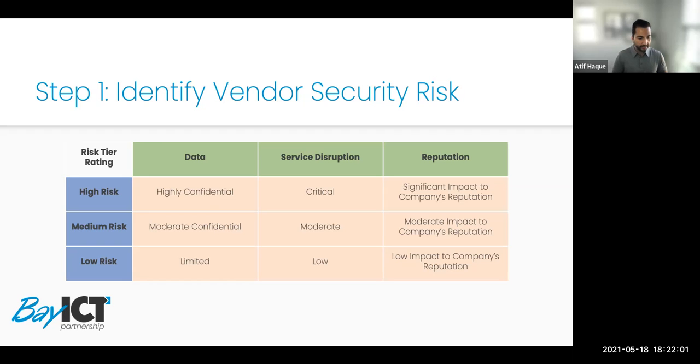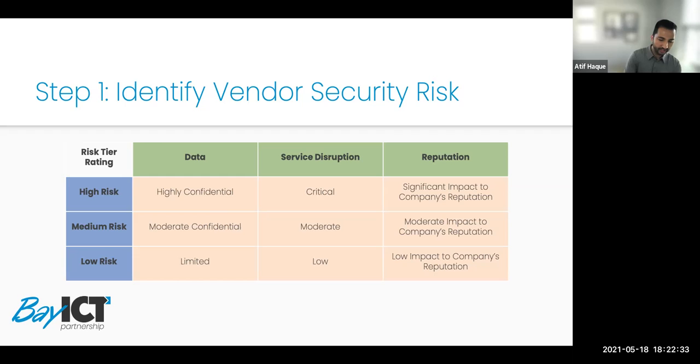In some cases, organizations will classify highly confidential data as data that has maybe social security numbers, or may include people's race, gender information, and so on. That would probably fall under the higher confidential type of data. Limited data could be where it's not as sensitive, maybe they're processing public information that's out in the open. And then service disruption is all about how critical that service is to your organization.